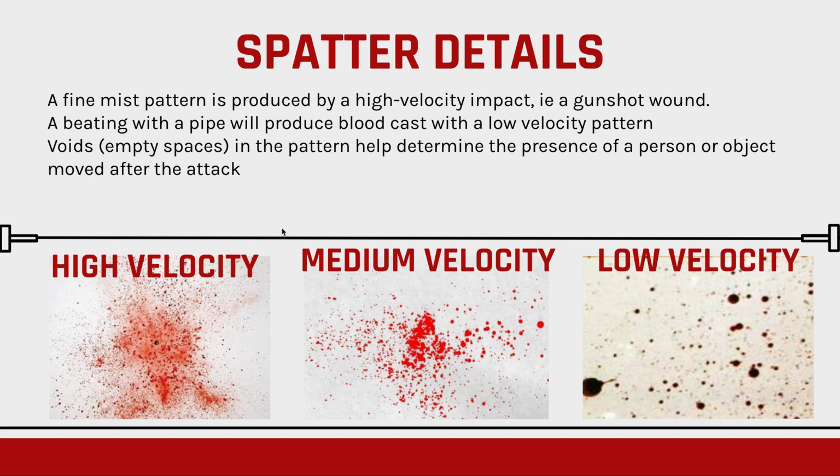When we're looking at the spatter details in terms of how spread out all of the droplets are, this is really correlated to the type of injury that had been inflicted. A fine mist pattern is produced by high velocity impact, such as a gunshot wound, while something more like blunt force trauma, such as a beating with a pipe, would produce a low velocity pattern. If there are any empty spaces in that pattern, for example, a white gap on the wall here, that tells you that either a person or an object was present that then got moved after the attack.